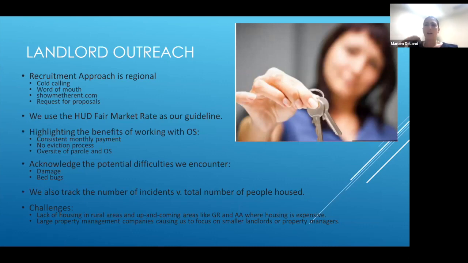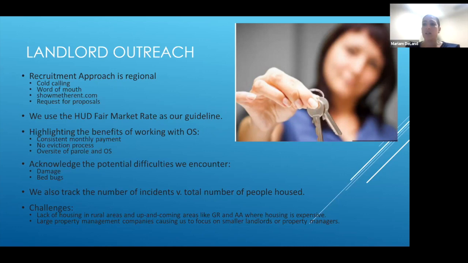So how we find our housing and how we look for long-term solutions, we have a regional recruitment approach, which might include cold calling landlords and property managers, word of mouth communication and referrals, websites like showmetherent.com, or our contractors might put out a request for proposals looking for landlords or property managers who would want to rent to our program. In terms of our monthly payment, we use the HUD fair market rate as our guideline of what we should pay. And we may make exceptions based on extenuating circumstances, but we use that as a guideline.